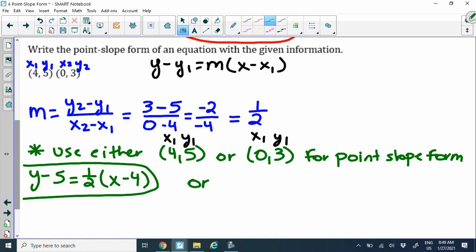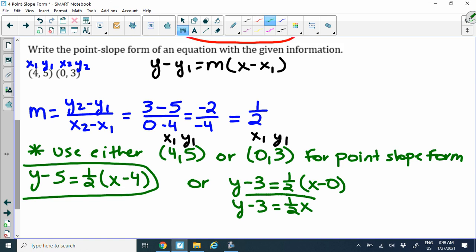Or you could have it with (0, 3). So I have y minus my y sub 1, which is 3, equals, once again, the slope stays the same, 1/2. And then I have my x minus 0, okay? Now you could simplify this because we could write it as y minus 3 equals 1/2 x, since x minus 0 just gives us x. So you could also write it like this if you need to. Okay?